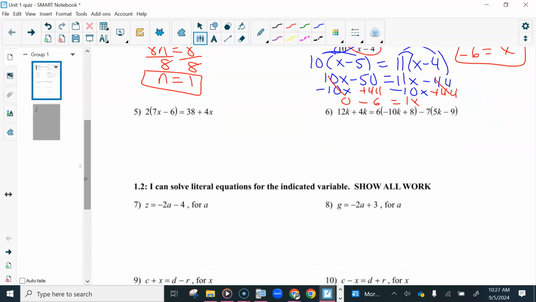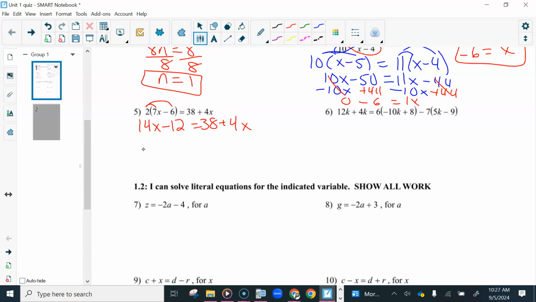Alright, this one, similar setup, distribute. Make sure you're distributing to both things. If we forget that last part, it throws the whole thing off. Be careful with your negatives, like in the next one. Most of us got this one unless we distributed incorrectly or moved something incorrectly.